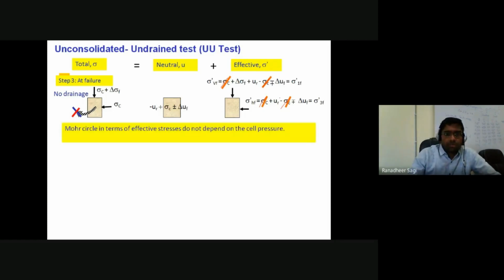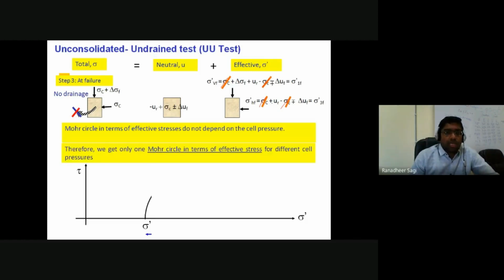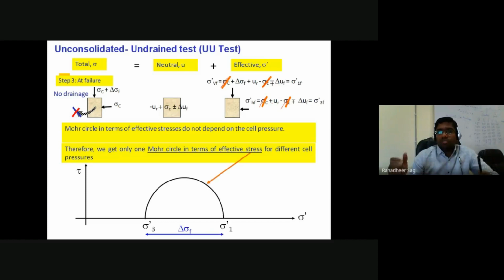Okay, so let's go ahead and understand further. Mohr circle in terms of the effective stresses does not depend on the cell pressure. Therefore, we get only one Mohr circle in terms of the effective stress for different cell pressures or different confining pressures the soil sample is subjected to. It doesn't matter how much confining pressure you have applied, ultimately you get only one Mohr circle, because the effective state of stress corresponding to all the soil samples is coming out to be same.